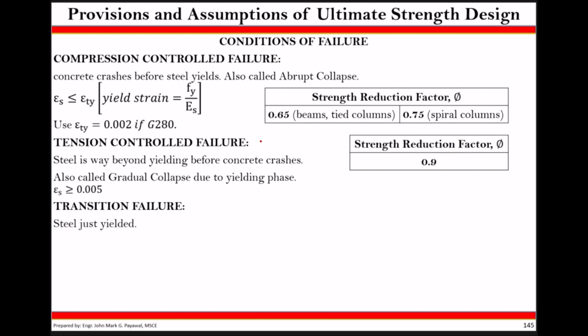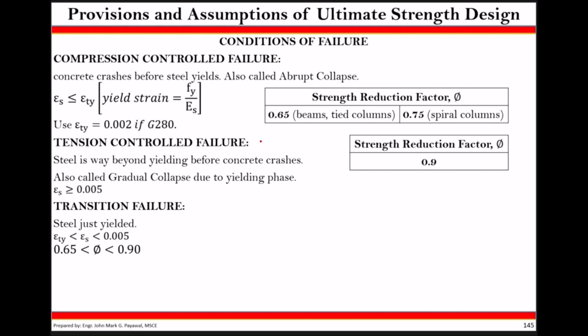Lastly, for transition failure, this is when your steel just yielded. Dapat yung epsilon T ko follows this relationship. It is greater than epsilon TY but less than 0.005. These are the three cases wherein your epsilon T is compared to epsilon TY or 0.005.